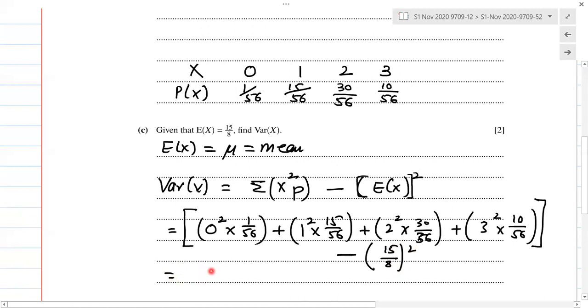So once we do this, we get 15 plus 120 plus 90, because for this, 0 squared times 1 over 56, we're going to get 0. So for this we get 15, for this we get 120, and for this we get 90. And all of them are upon 56. So this is upon 56 minus 15 over 8 whole thing squared.